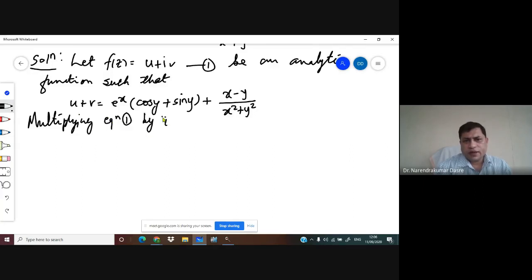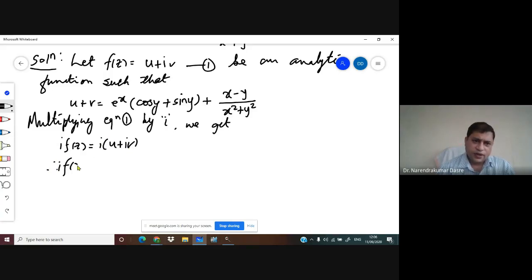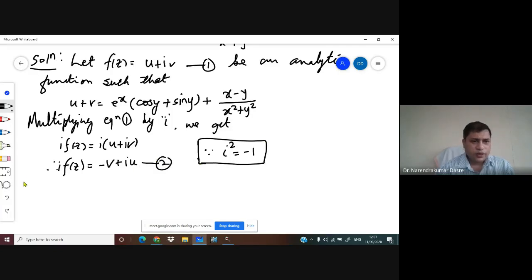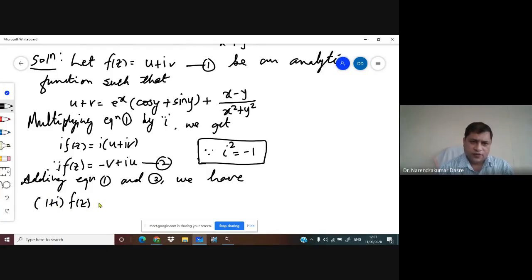So we'll go with the example. Fine. The analytic function f of z such that, okay, we have u plus v is equal to e raised to x into cos y plus sin y, plus x minus y on x square plus y square. Okay, so this is the question. And we go with the solution.